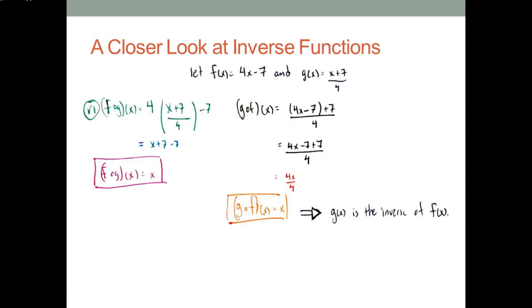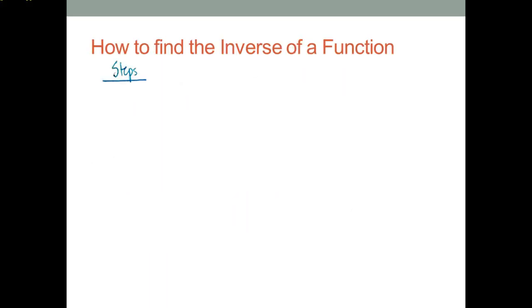And, of course, this means g of x is the inverse of f of x, because both ways that we compose them, both f∘g of x and g∘f of x are equal to just an x. So by definition, g of x is indeed the inverse of f of x. Awesome. So let's take a look at how we find the inverse of a function.